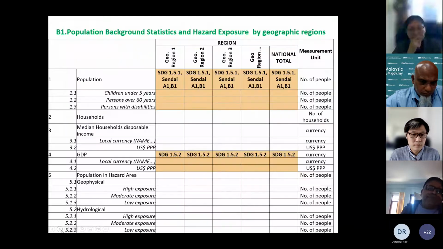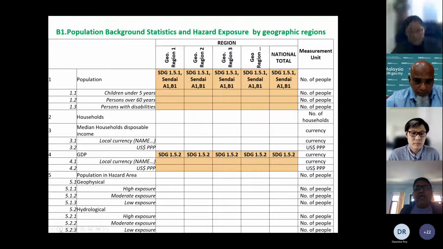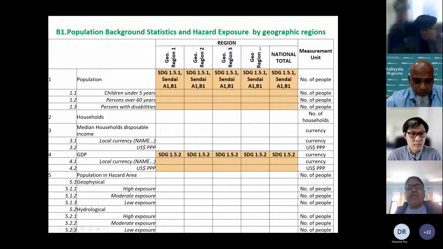Next slide, please. For the population, Table B1, population background statistics and hazard exposure, I want to discuss the data source for this table. Next slide, please. I'll discuss from that slide.